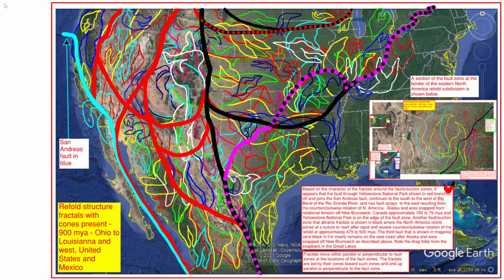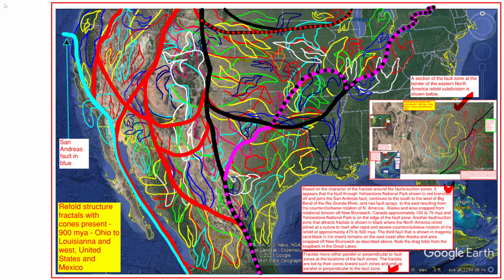The third fault that is shown in magenta and black in the inset remains on the east coast after Alaska and area snapped off New Brunswick as described above. Note the drag folds from the snapback in the Great Lakes. Fractals move either parallel or perpendicular to fault zones at the locations of the fault zones. Fractals are led by their cones towards such zones and end up parallel or perpendicular to the fault zone. That's what I described before. So looking at this inset here, a section of the fault zone at the border of the eastern North America refold subdivision is shown below. This was a slide we discussed before.